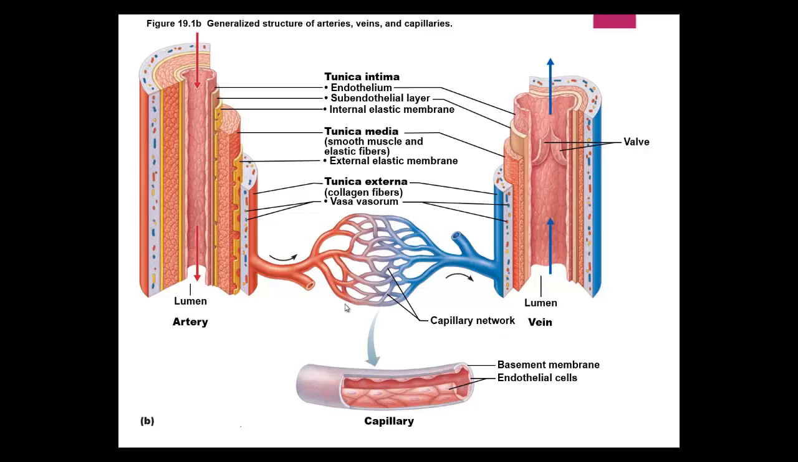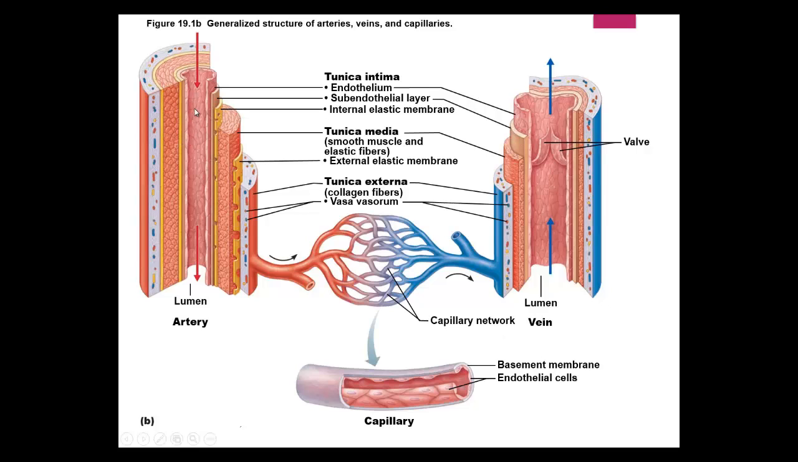So here's a nice diagram from your textbook showing the differences between the different vessels. This is an artery here, this is a vein, and then we see the capillary down below. So your heart pumps blood through arteries. Remember, the aorta is the major artery to receive the blood coming from the left side of the heart, the left ventricle. So arteries are much more muscular compared to veins.